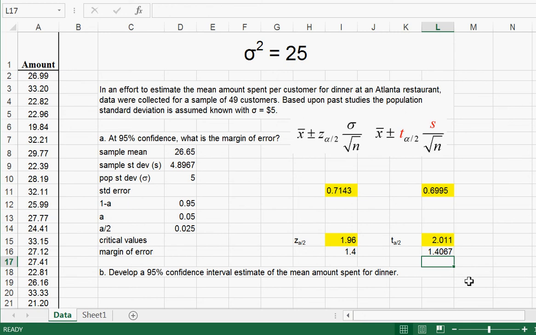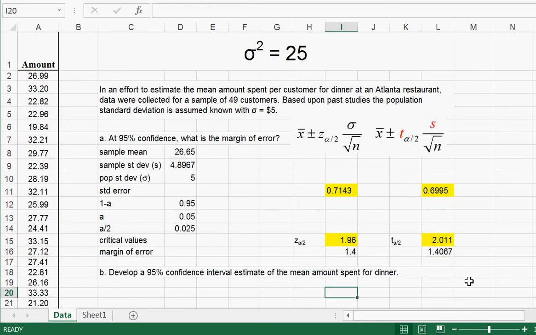What does everybody have for the margin of error when sigma's known? Everybody has the same value, right? Why? Because from sample to sample, 5 doesn't change, right? What about the margin of error? How many people are above 1.4? How many people are below 1.4? If you're below 1.4, how far below are you? Not much, right?